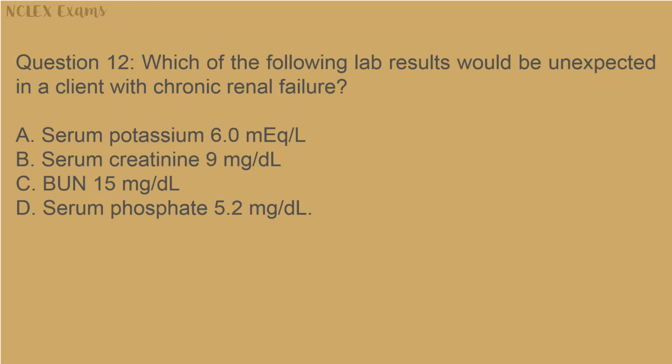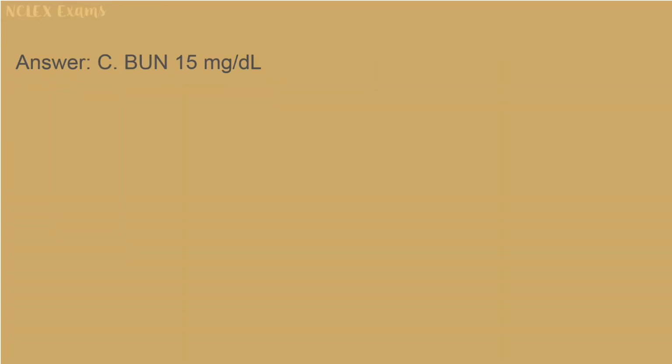Question 12. Which of the following lab results would be unexpected in a client with chronic renal failure? A. Serum potassium 6.0 mg/L. B. Serum creatinine 9 mg/dl. C. BUN 15 mg/dl. D. Serum phosphate 5.2 mg/dl. Answer: C. BUN 15 mg/dl.